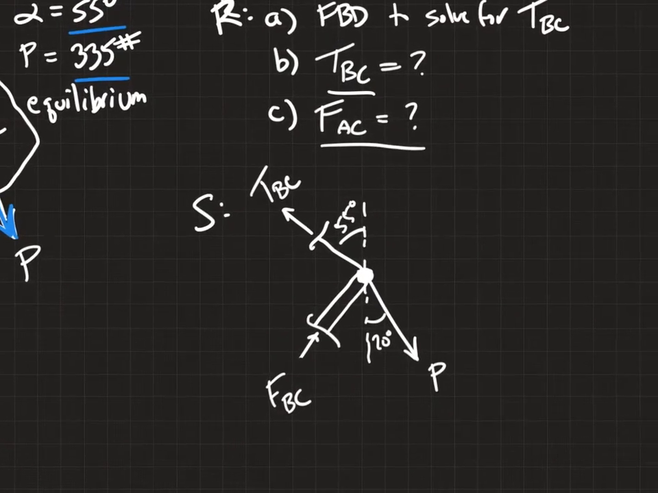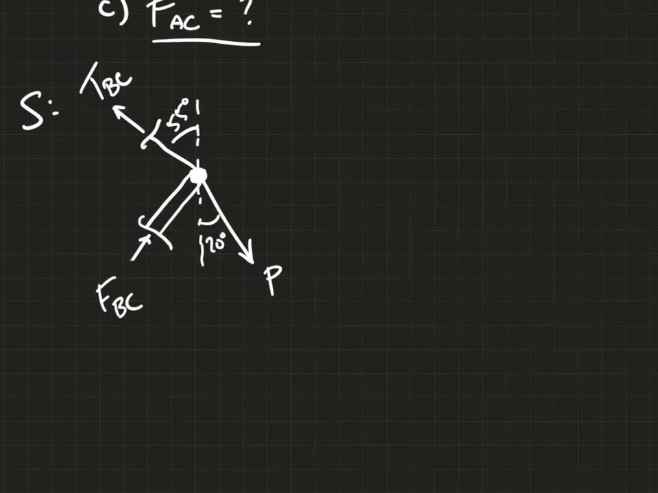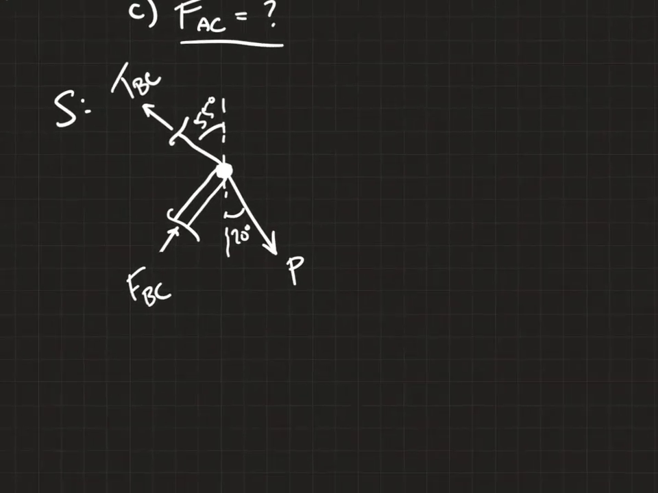Technically there should be a weight, but unless they tell you something about the weight, you're just going to have to assume that there is no weight. Okay, so that's the solution for A. But another way that you can solve these problems is the force triangle. So we can go FBC.